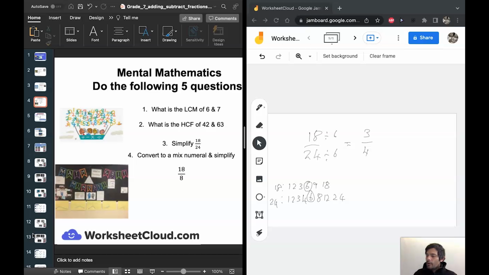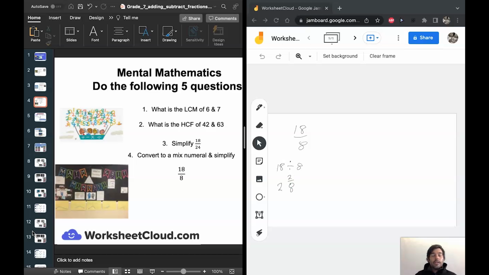Okay, and then your final question was convert to a mixed numeral and simplify 18 over 8. Okay, so remember 18 over 8 means 18 divided by 8. That's what a fraction is. It's a division sum. So first convert to a mixed numeral. How many times does 8 go into 18? It's twice. What's left over? 2 over 8 is left over.